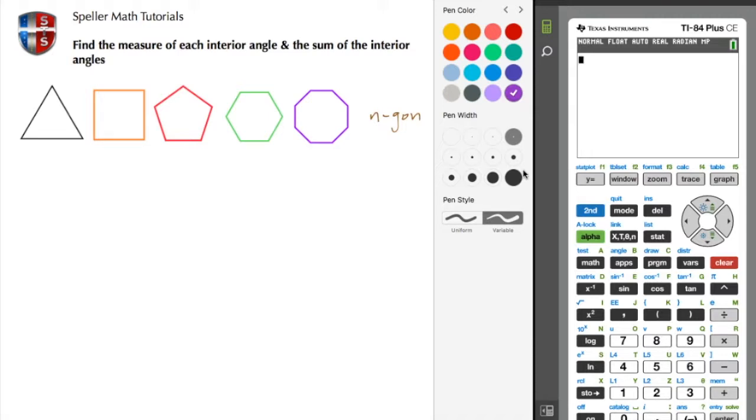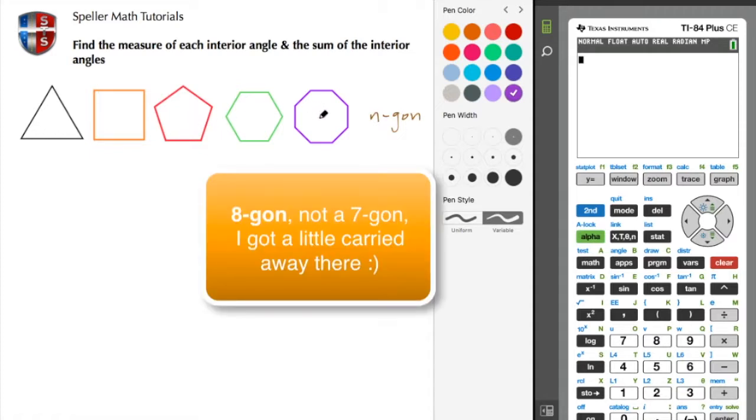What we're tasked to do here is find the measure of each interior angle and the sum of the interior angles. If you've seen the previous tutorials, you've noticed that we've already worked with these regular polygons: triangle, square, pentagon, hexagon, and octagon. Each one of these is a polygon with a special name. This is a 3-gon, 4-gon, 5-gon, 6-gon, 7-gon, and then there's others that are named.